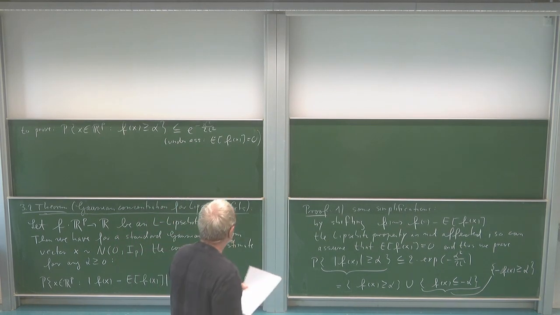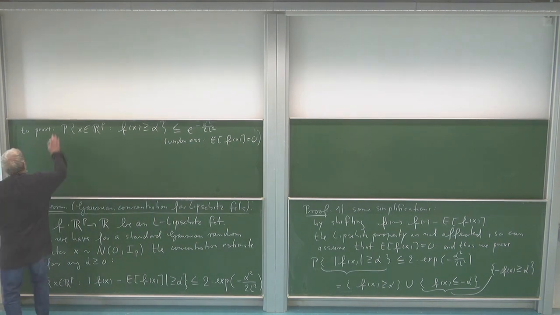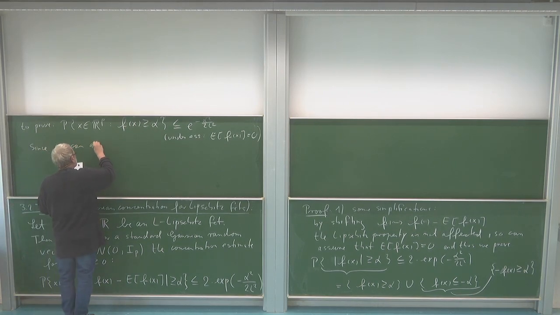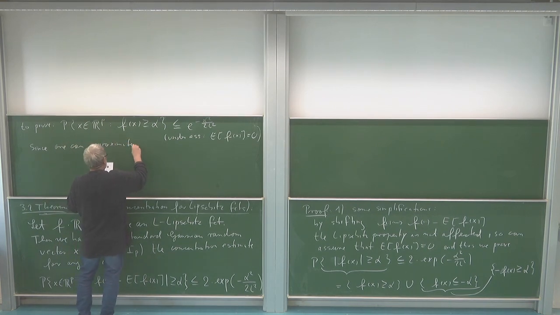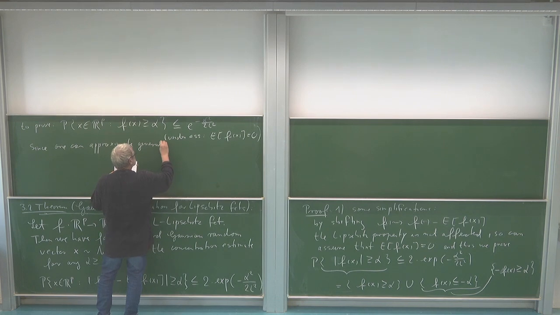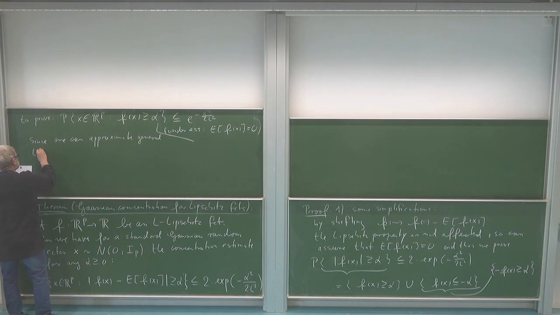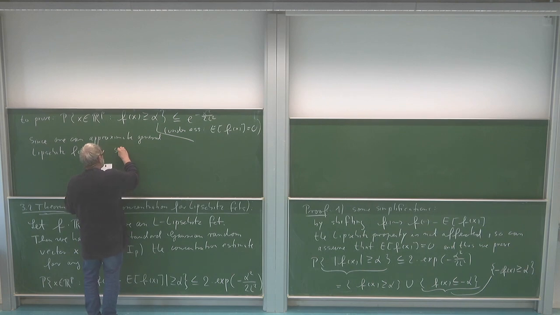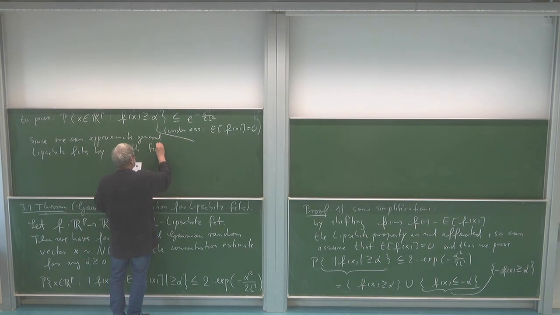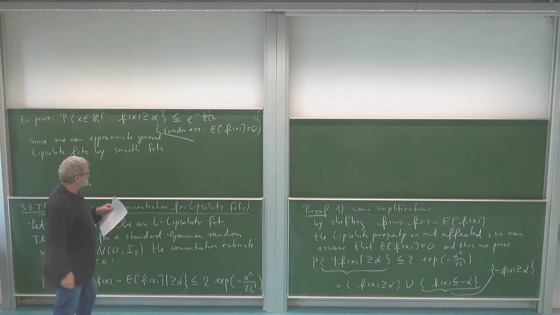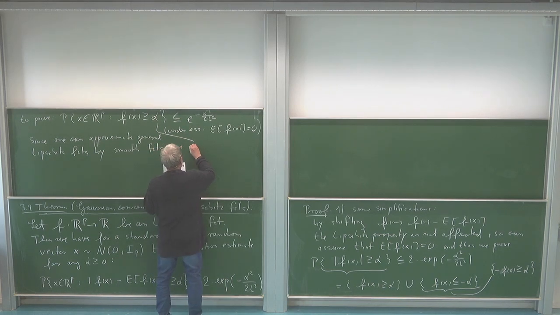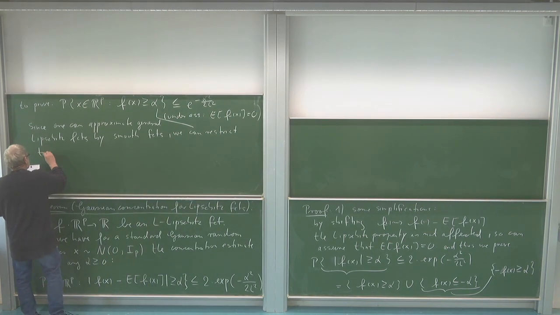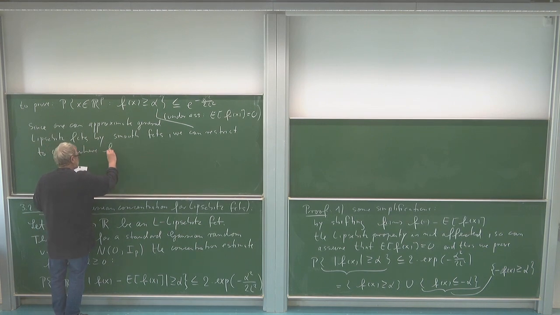Okay, so since one can approximate general Lipschitz functions by smooth Lipschitz functions, this means we can restrict to the case where the f which we consider is smooth.